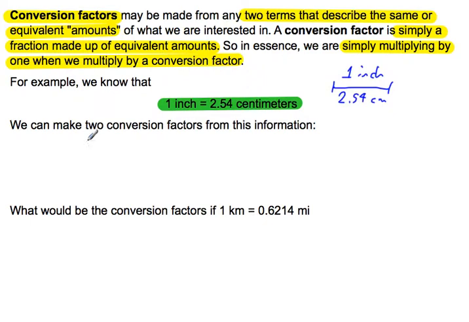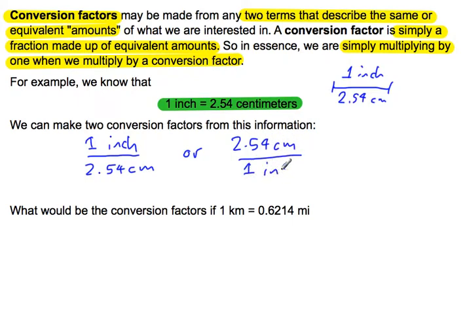So if we have a conversion factor, we can set up these fractions, and these fractions then relate these two equivalent amounts. So there's one conversion factor, 1 inch divided by 2.54 centimeters. And so the other one is just the reciprocal of that, 2.54 centimeters per 1 inch. So two conversion factors come out of the same relationship.